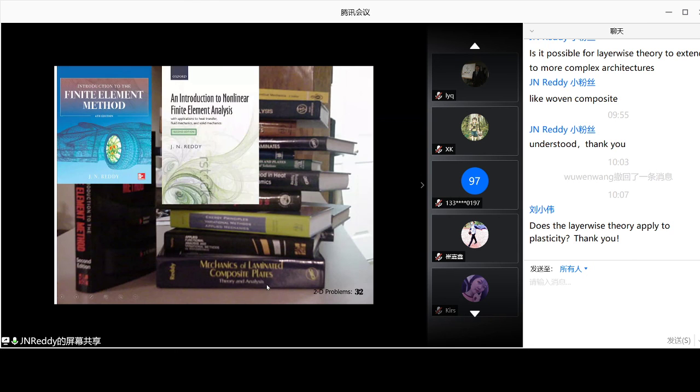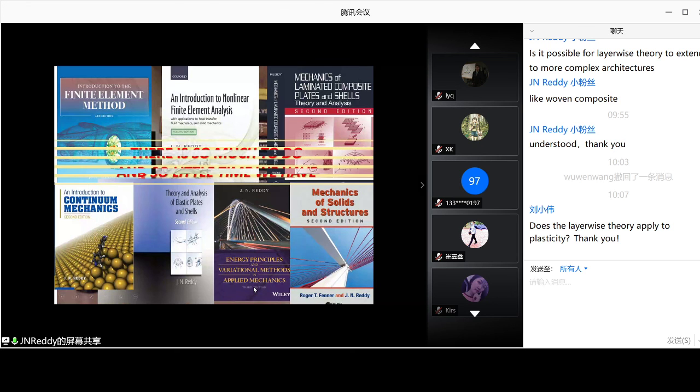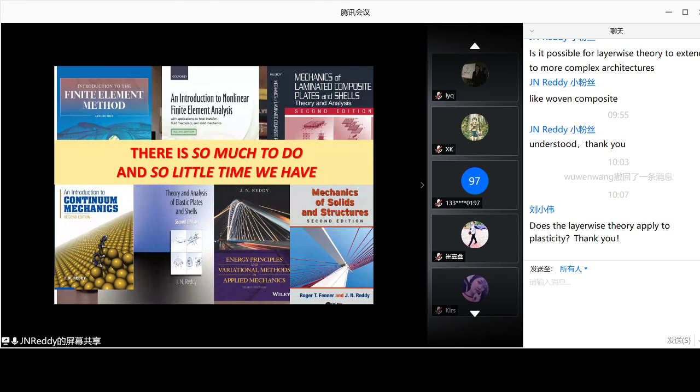So I'm going to close by displaying all these books, but not to sell them. I just want to say there is so much to do and so little time in our life. By the time we get to make some contribution, we are already halfway through our life, or at least a third of our life. So you should never underestimate the value of time, and my advice to young people is to stick with topics.